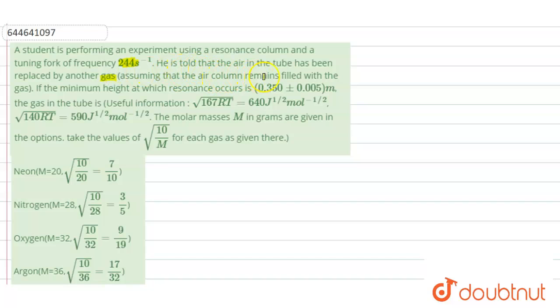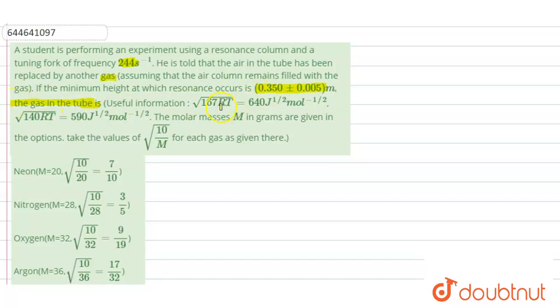Assuming that the air column remains filled with the gas, if the minimum height at which the resonance occurs is 0.350 plus minus 0.005. So if the minimum height of the gas column is within these values, only then the resonance will occur. Now we have to find the gas in the tube. So which gas is filled in the tube?